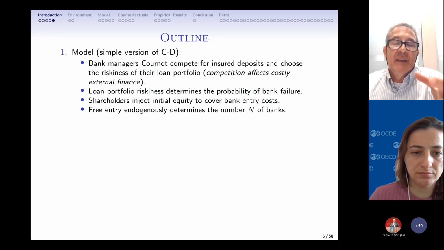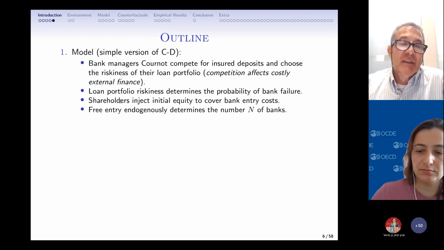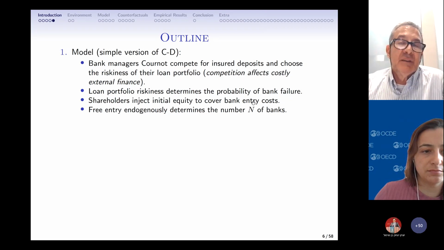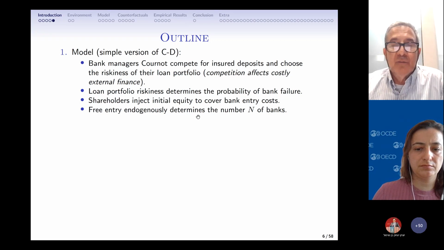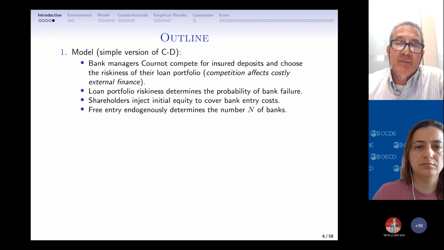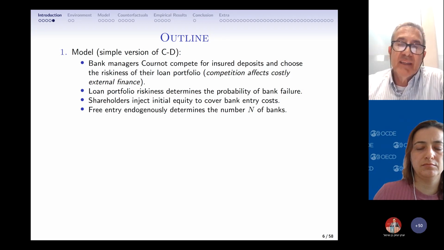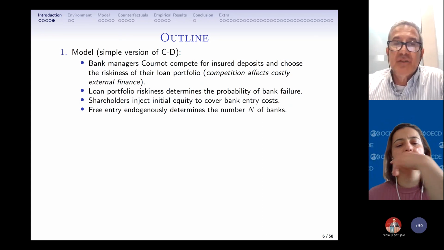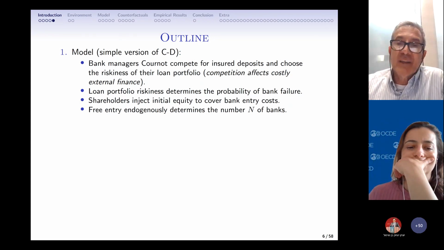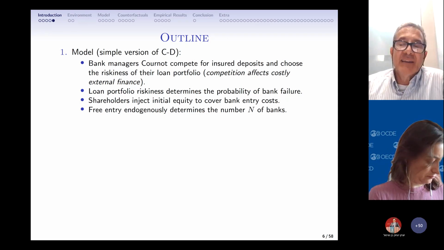But what we're going to do is embed that in a dynamic framework. We're going to allow there to be shareholders who inject initial equity to cover entry costs. And that entry condition is going to endogenously determine the number of banks. So both the dynamics and free entry are not in that model. And we think it's very important for policymaking to think about the long run implications of policy for market structure.